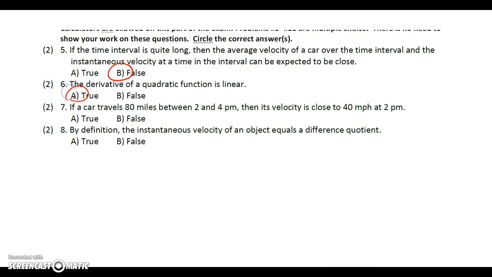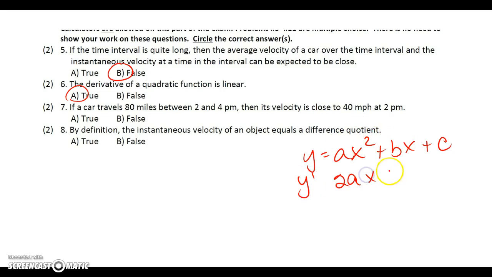Number 6 says the derivative of a quadratic function is linear. Now that's true. And I can just show it by giving myself a general quadratic function in standard form. Let's take the derivative of this. This is going to be 2ax plus b. Well, isn't this the same as mx plus b? So the derivative of a quadratic function definitely is linear.